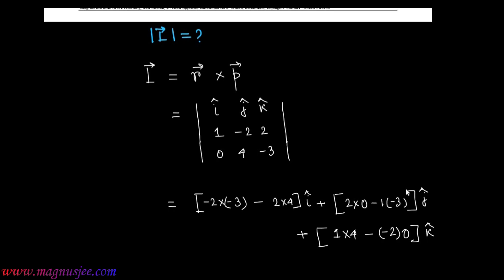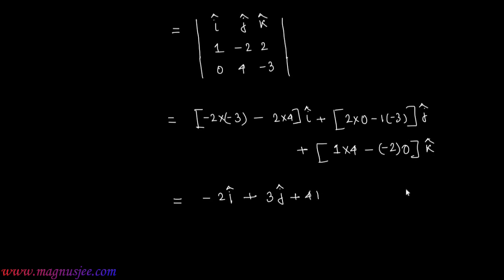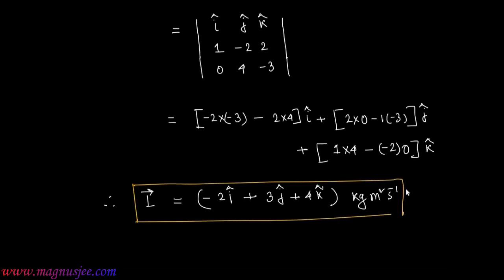So now we get vector L. If we simplify, vector L will be equal to minus 2i cap plus 3j cap plus 4k cap. That means vector L is equal to minus 2i cap plus 3j cap plus 4k cap kg meter square per second. This is the angular momentum vector.